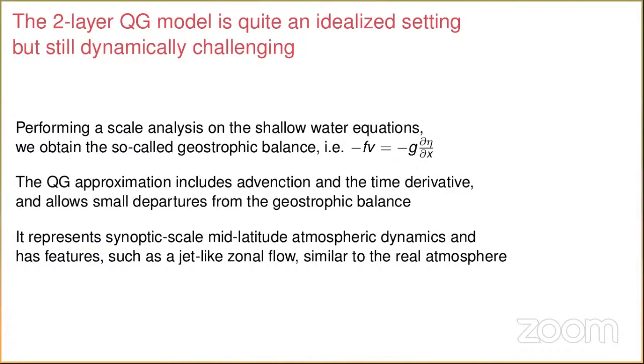If you apply a scale analysis on them, you're going to see that the rotational term and the pressure term are the highest in magnitude, and for a first-level approximation, they balance each other. This is the so-called geostrophic balance. As you might have guessed from the name, the quasi-geostrophic approximation allows some departure from the geostrophic balance, and the next terms coming into play are the advection term and the time derivative.